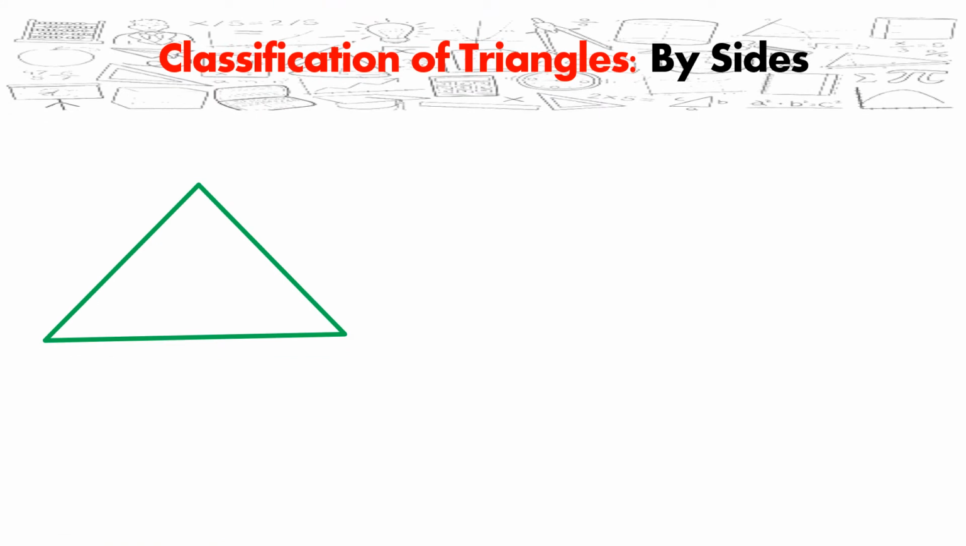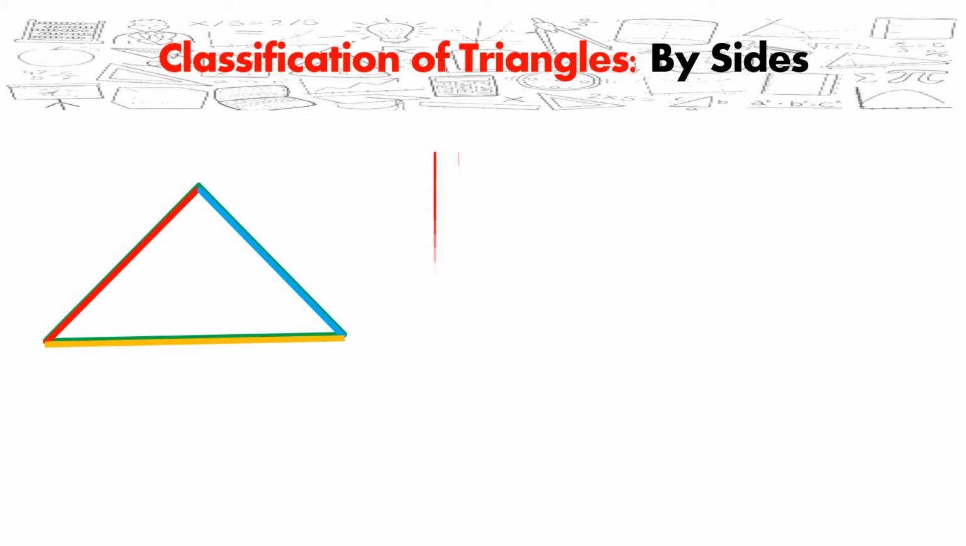We have already learned classification of triangles on the basis of the angles. Now let us see how triangles can be classified based on the sides. How many sides does a triangle have? Right, it has three sides. So what are the possibilities?